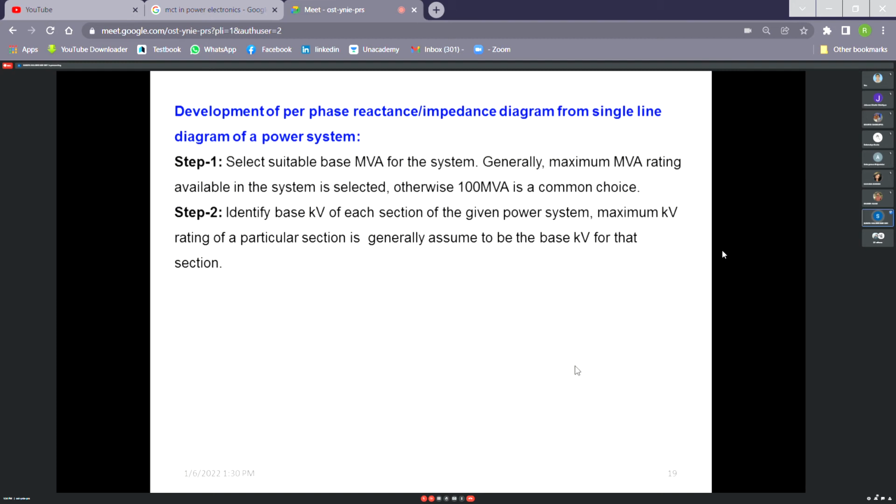Then we have to identify the base kV also. Now, the voltage rating of different parts of a power system is not the same. They are different, so in that case, it is sectionalized. That is, we have to identify the base kV of each section of a power system, and the maximum kV rating of that particular section is assumed to be the base kV for that section.